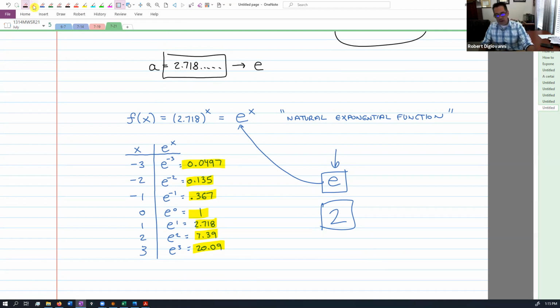I'm not going to graph it. All I'm going to tell you is just remember, this should be exponential growth. So the graph should look like this. I'm not going to go through and do it.